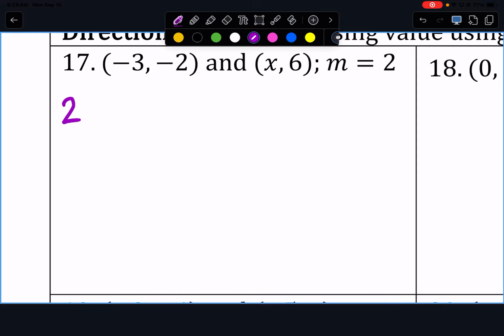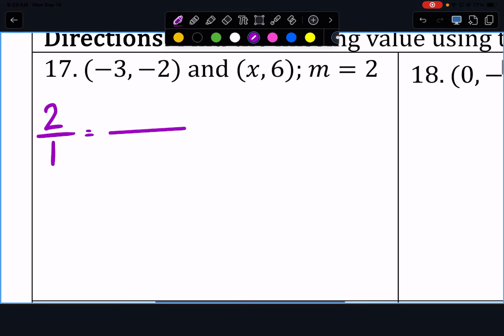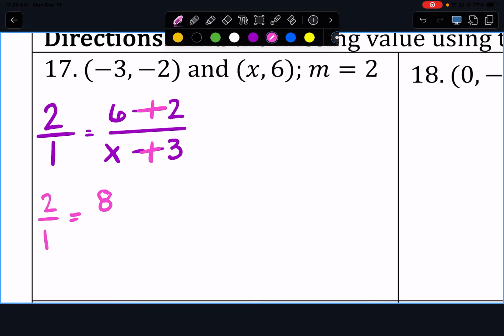So I'm going to go ahead and write that as 2 over 1. I'm going to write it as a fraction, and then I'm going to do my numerator. What should my numerator be? 6 minus negative 2. What should my denominator be? Negative 3. And then when I subtract a negative number, so I have 2 over 1 is equal to, what is 6 plus 2? What is x plus 3?